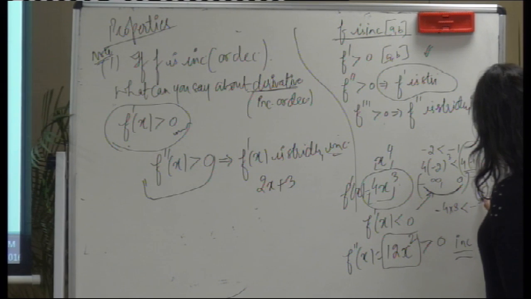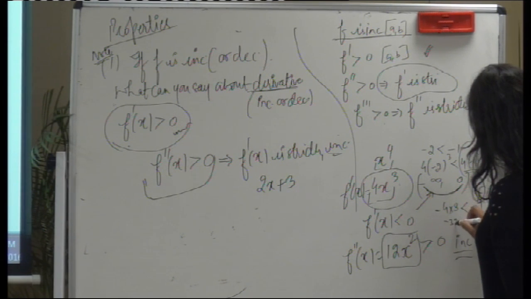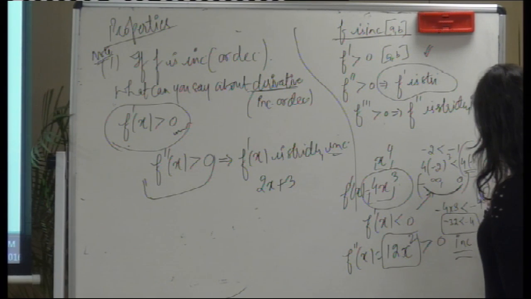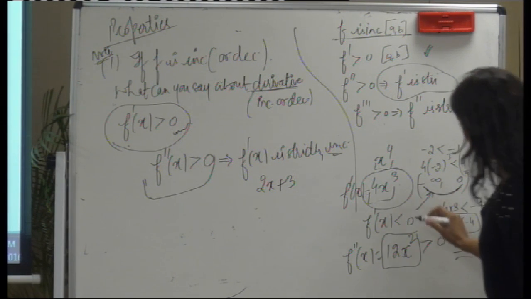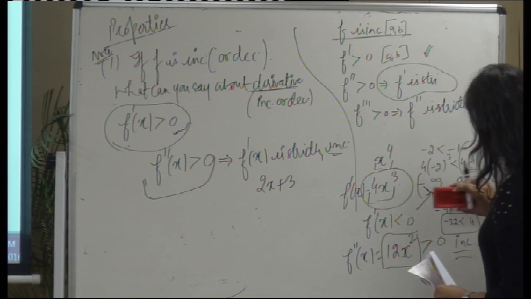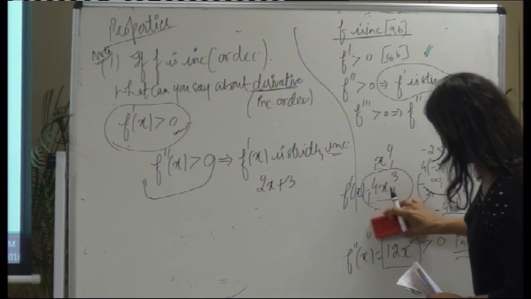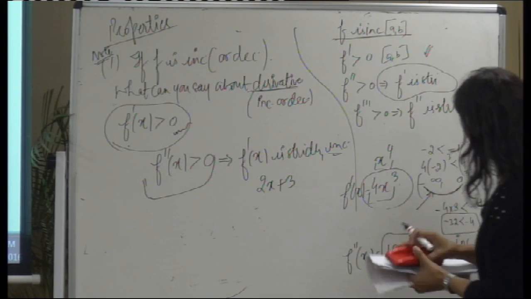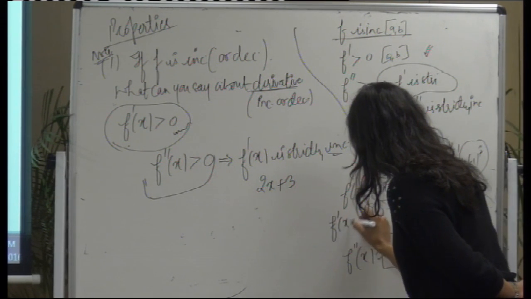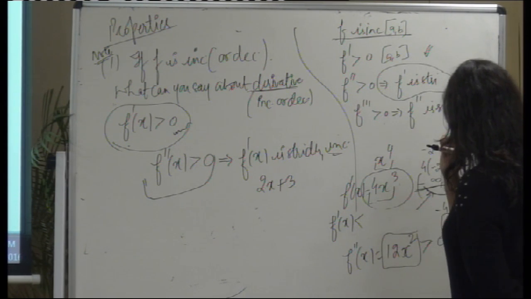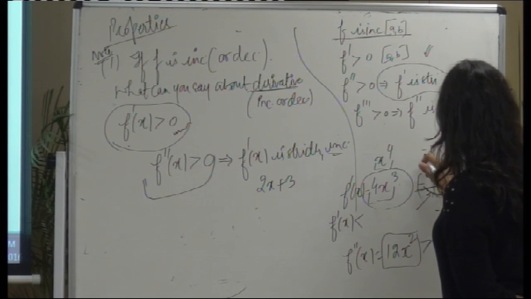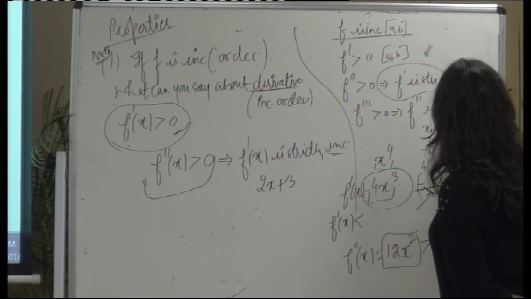This is minus 4. So this is basically minus 32 less than minus 4. So it is preserving the order. Yes, it is preserving the order. So this is an increasing function. F dash x is less than 0 in this interval, but anyhow the function is increasing. Minus 2 is less than minus 1, and this is preserving the order.